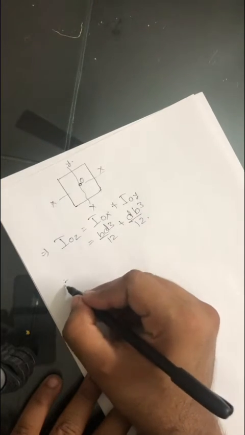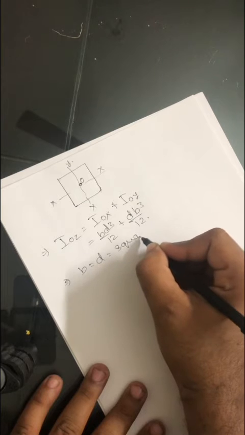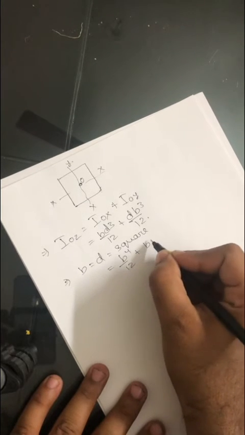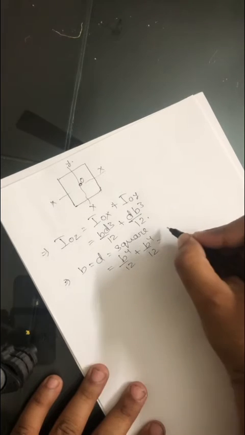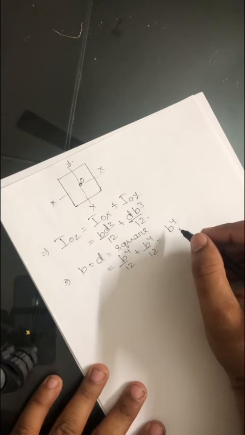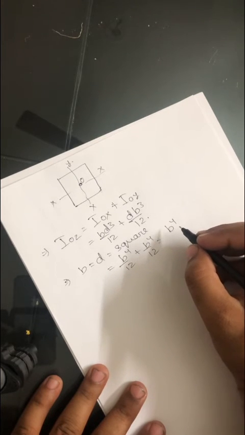For a special case, that is b is equal to d, meaning a square, b to the fourth by 12 plus b to the fourth by 12 comes out to be b to the fourth by 6.